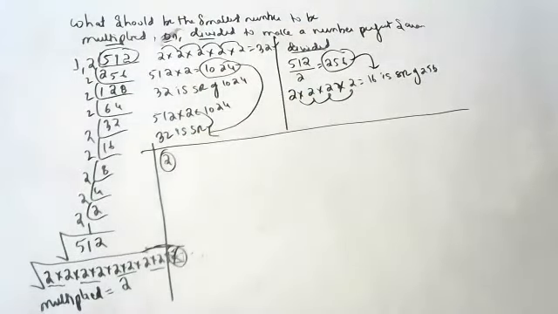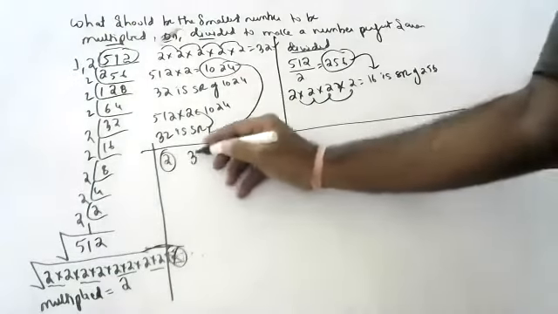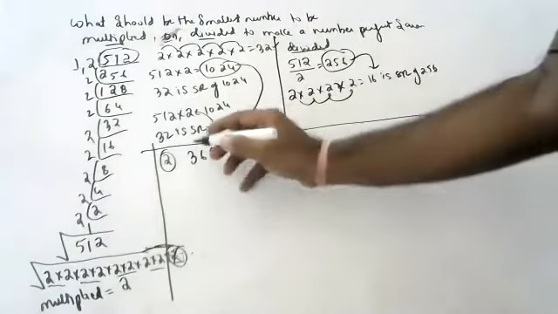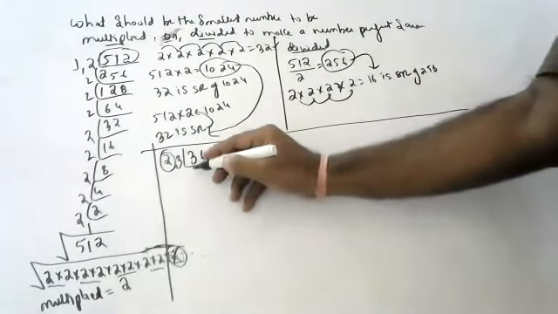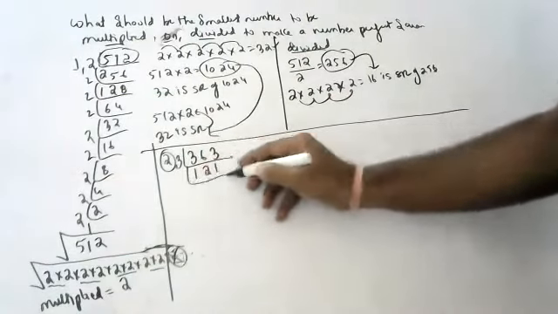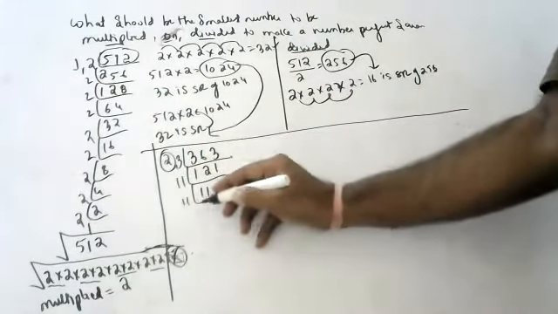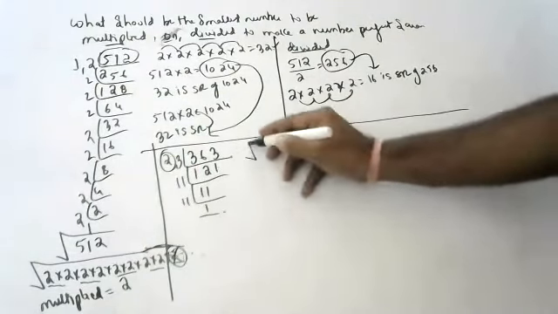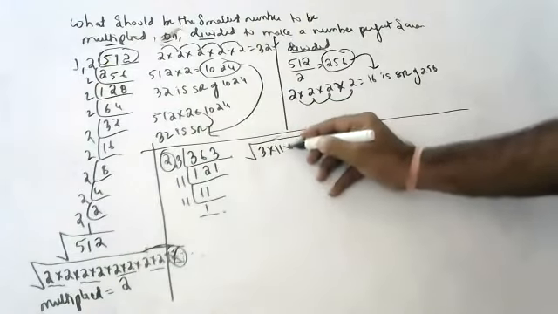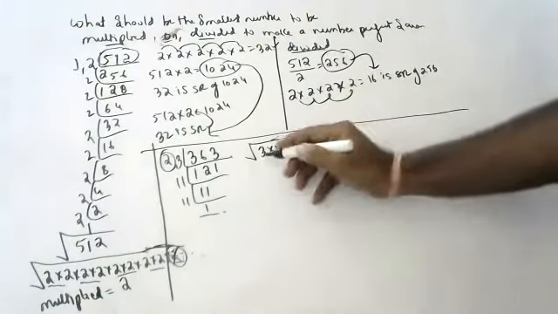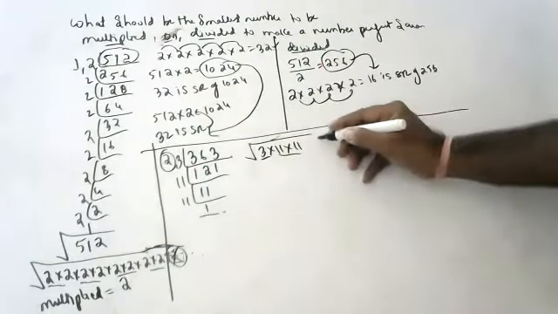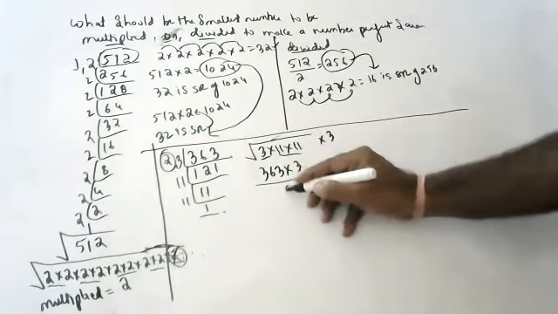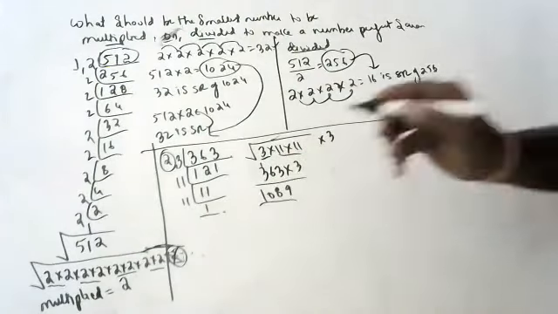What is the smallest number that should be multiplied or divided to 363? Rishikesh will tell. What should be the smallest number multiplied or divided with 363? Rishikesh. Yes, sir. 3 into 11 into 11. Two 11s are there, but 3 is only one, so we should multiply with 3. If you multiply 363 with 3, what are you getting? 1089. Yes, sir.